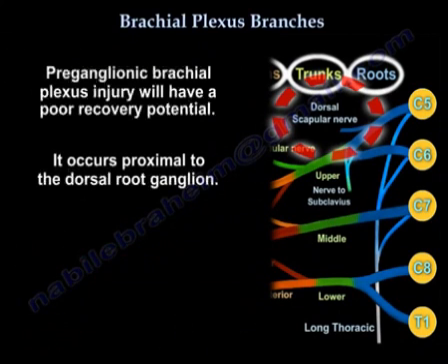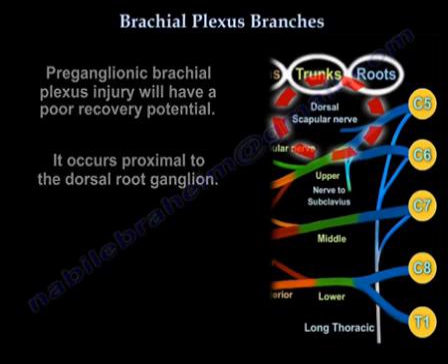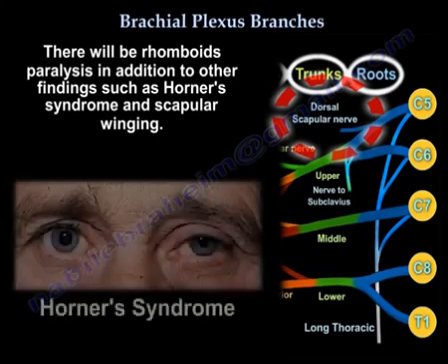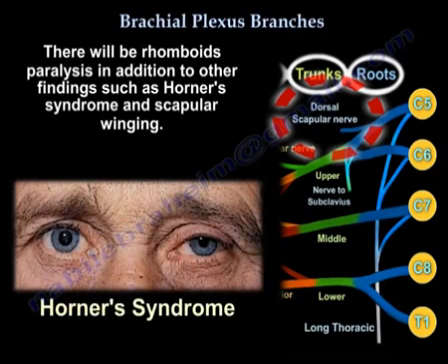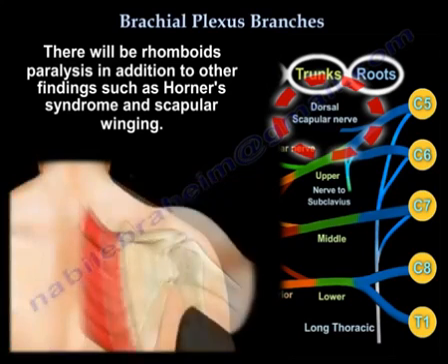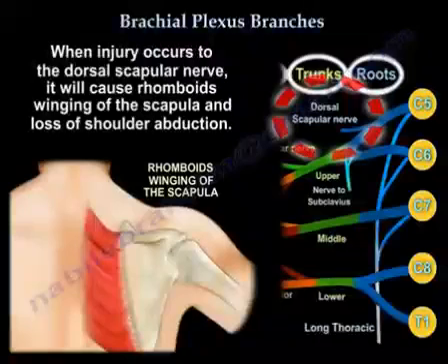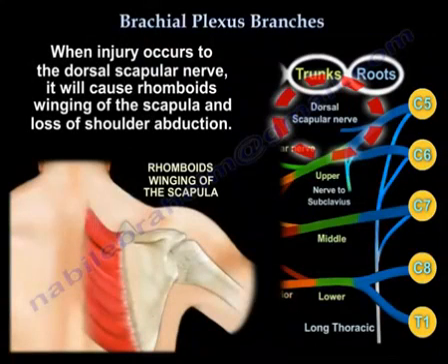The preganglionic injury will have a poor recovery potential, and it occurs proximal to the dorsal root ganglia. You will have rhomboid paralysis in addition to other findings such as Horner syndrome and the scapular winging. When an injury occurs to the dorsal scapular nerve, it will cause rhomboids winging of the scapula and loss of shoulder abduction.